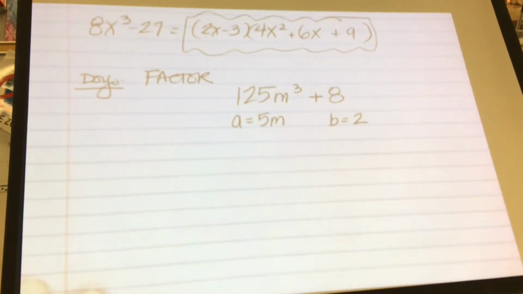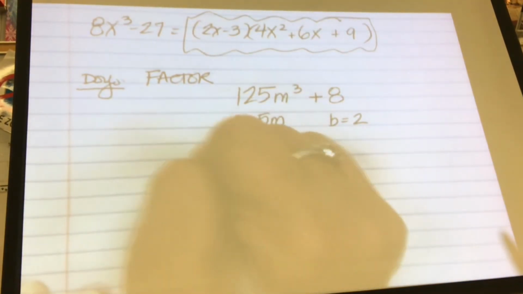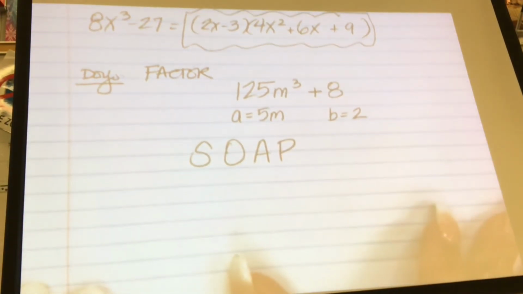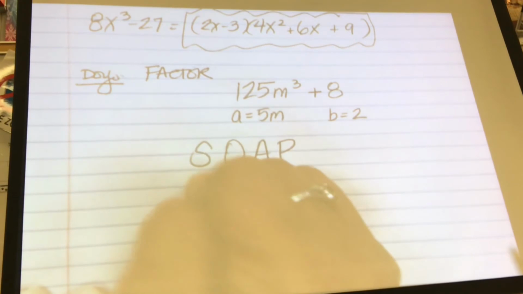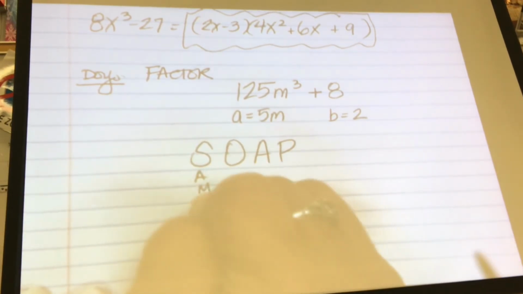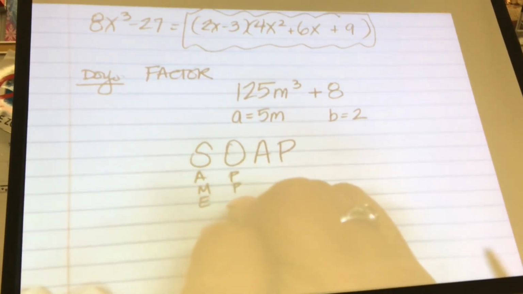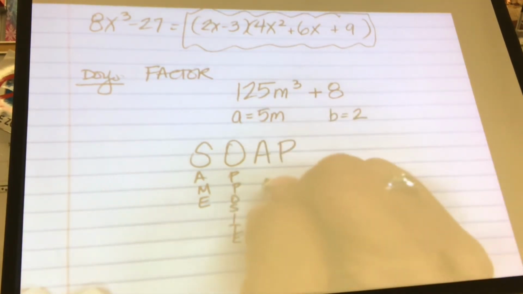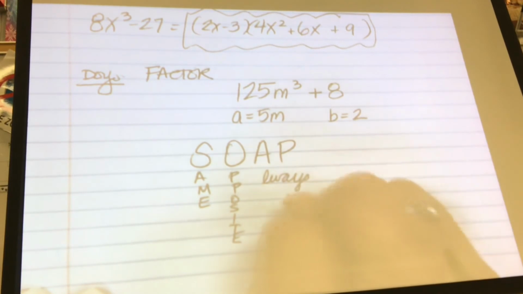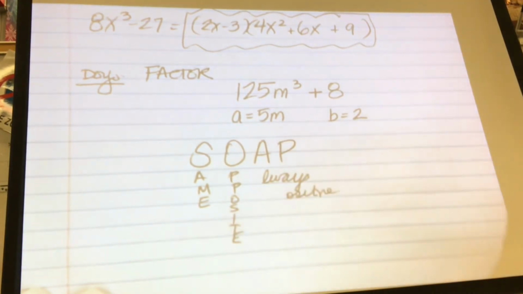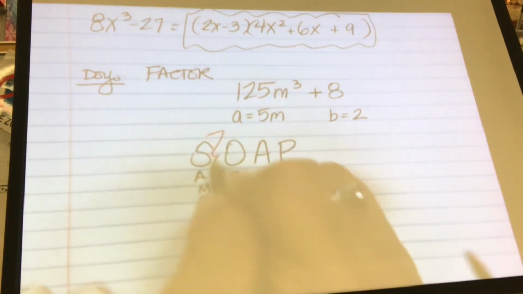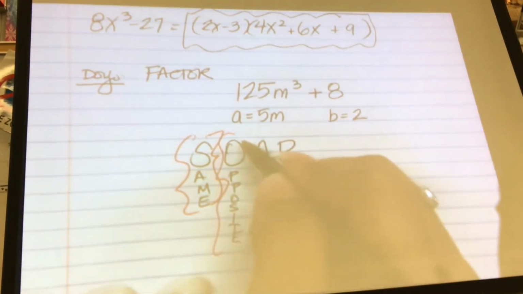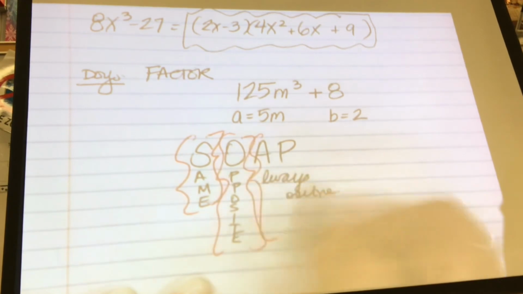All right, so let me teach you the trick on how to remember. Please remember the acronym SOAP. SOAP stands for same, opposite, and then always positive. So what that means is the first binomial is the same sign. The second sign is the opposite, and the last one is always positive.